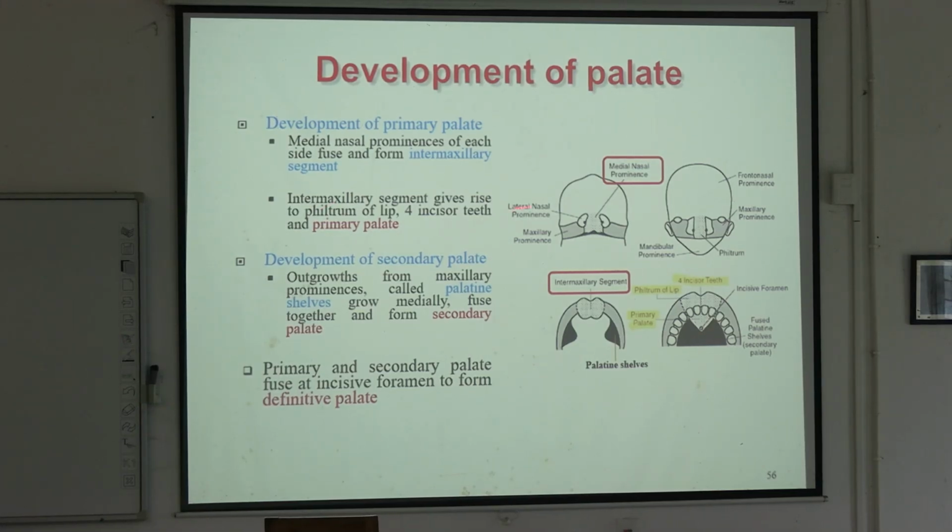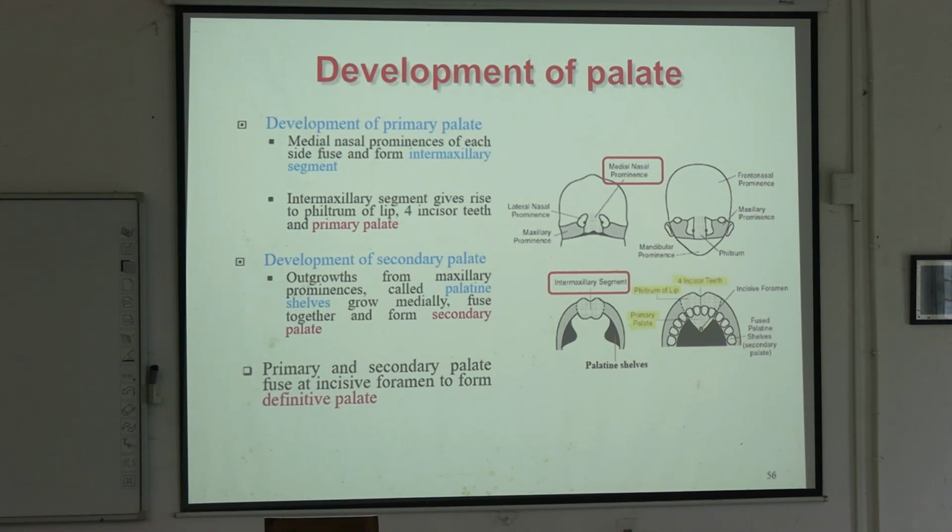The primary palate develops from the intermaxillary segment, which is present in the midline, in front of the foramen cecum. It is the tiny part, along with the four incisor teeth, that is developed from here. The rest of the palate develops as the secondary palate, which is the black one as we are seeing. The secondary palate develops from the same maxillary prominence that we are seeing.